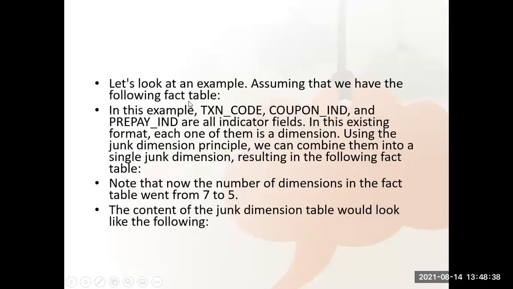Okay, let us look at the example. Assuming that we have the following fact table, in this example, transaction code, coupon indicator, and prepay indicator are all indicator fields. In this existing format, each one of them is a dimension. Using the junk dimension principle, we can combine them into a single junk dimension, resulting in the following fact table. Note that now the number of dimensions in the fact table went from 7 to 5. The content of the junk dimension table will look like the following.